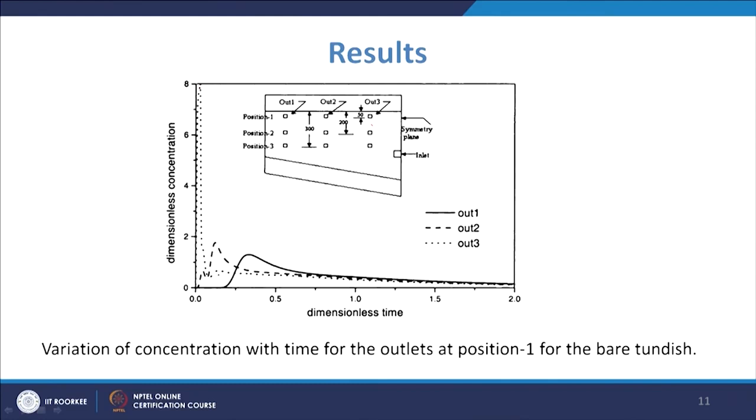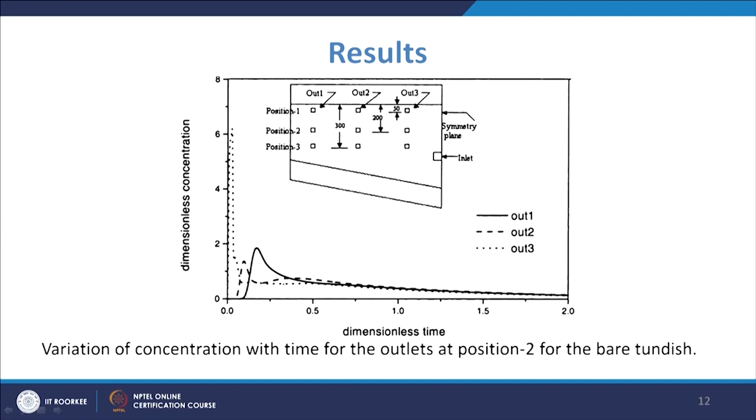So you can see that you will have a large peak here, and for outlet 2 it is smaller, and outlet 3 has taken a large delay. Then what you see is that quite a good mixing characteristic is being shown, slowly it is coming down. Because of this you will have different values of the mean residence time for the 3 outlets, but we take the average of them.